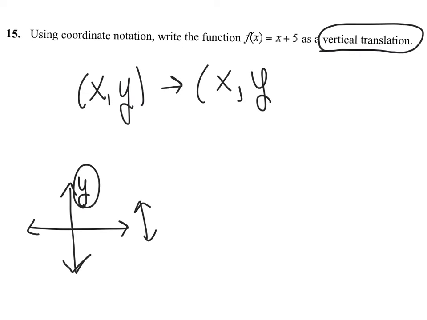How much would y change by? Well, look at your equation. It says plus 5. So let's say I had an equation like this, then I would take this dot right here and move it up 5 units. So 1, 2, 3, 4, 5, and the new point would be right there. I'm taking every single y value and adding 5 to it. So it would simply be y plus 5, and that would be the coordinate notation for that vertical translation.